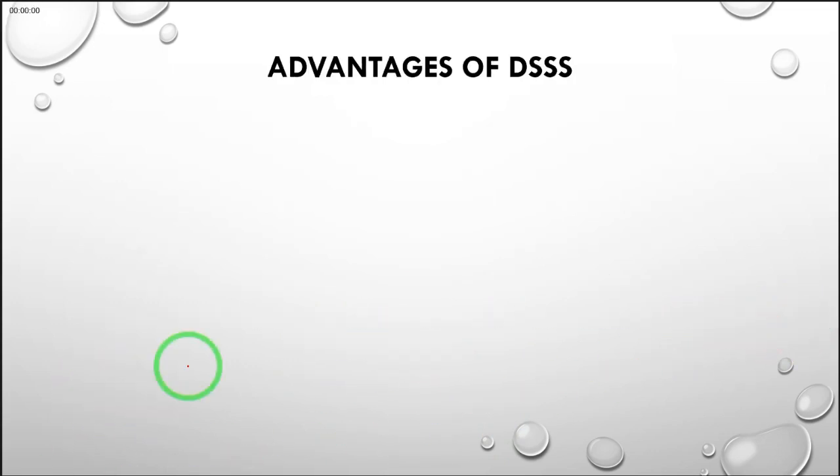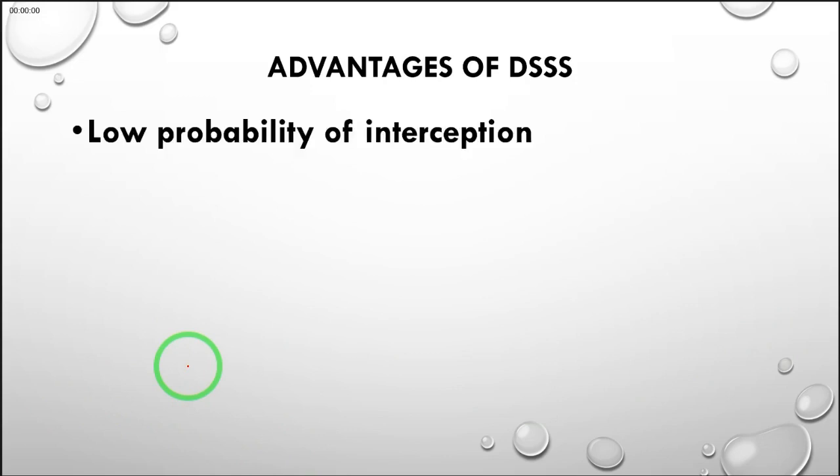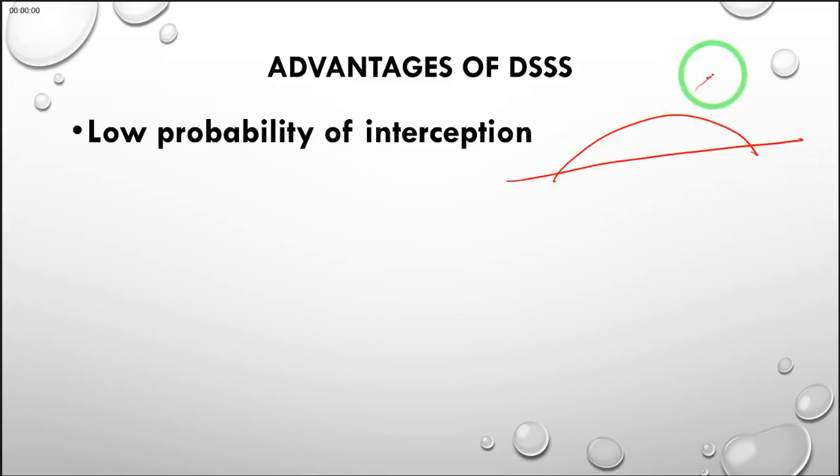Now, some advantages of DSSS. One of them is that it offers low probability of interception. The transmitted energy remains the same, but the wideband DSSS signal looks like noise to any receiver that does not know the signal's code sequence. So there is extremely low probability of intercepting this signal. This we have seen. A signal with this PSD, or power spectral density, appears to any interceptor as noise, and therefore no one can be able to decode that signal.